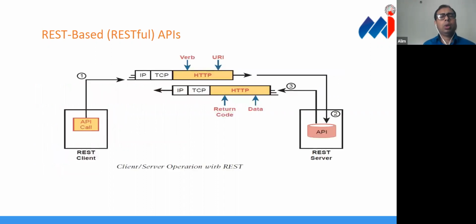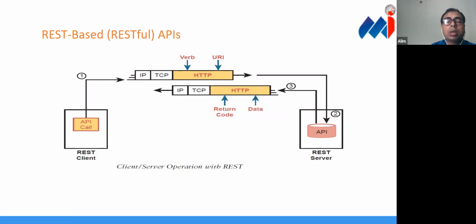Okay, so what is the client-server operation here? The client will always request. The client sends an API request to the server: I need this data. What data? It will be mentioned in the HTTP verb. What is an HTTP verb? I will discuss it shortly. In the HTTP request, you also mention the URI, uniform resource identifier. That means you will mention from where your data will be sent to you. You will say that you need that data.